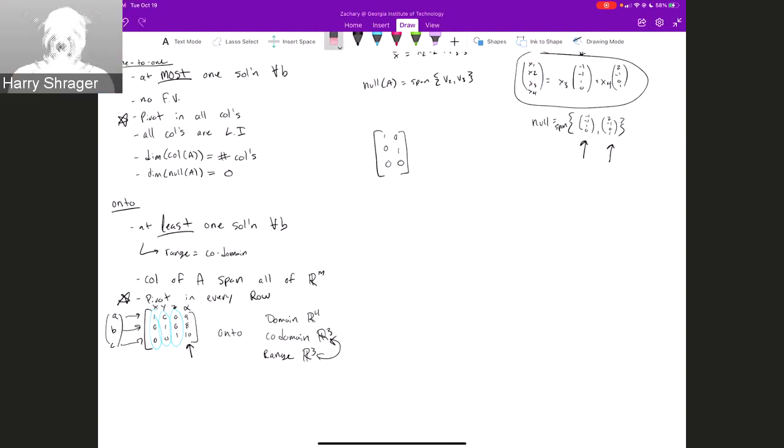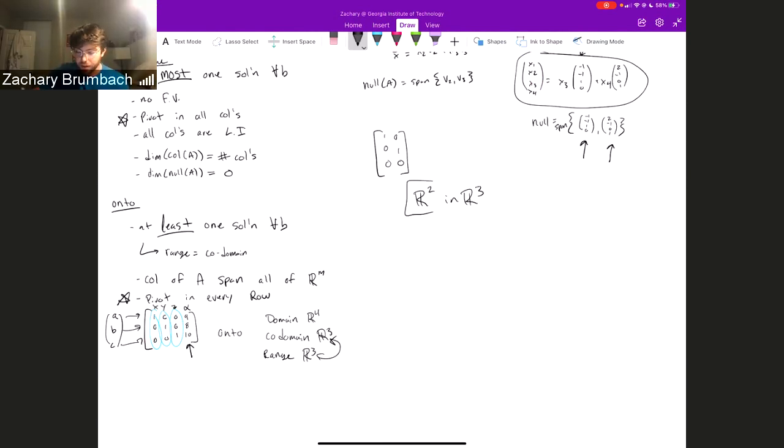You don't need to be as specific as that. You'll just call it like, remember when we were doing the stuff earlier, and this would form an R2 and R3. This forms our range and our codomain.